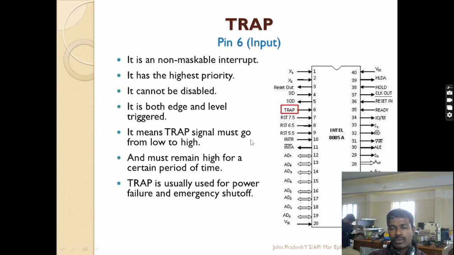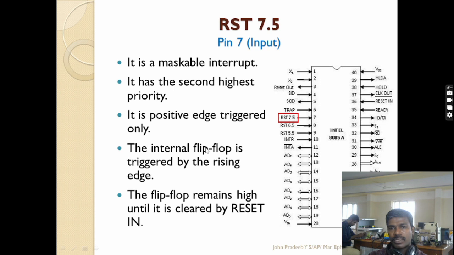Next, from the 6th pin to the 10th pin are the interrupt pins present in the 8085 microprocessor. Pin number 6 is the TRAP input. It is a non-maskable interrupt, so it is not possible to hide this interrupt. It has the highest priority and is both edge triggered and level triggered. TRAP is usually used for power failure and emergency shutdown.